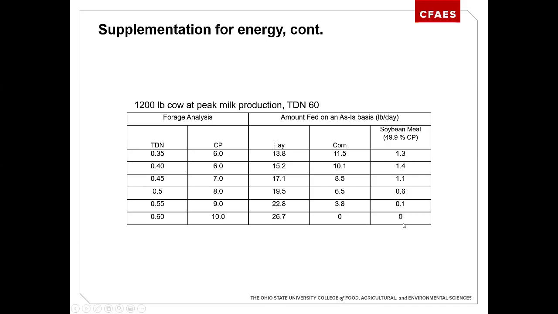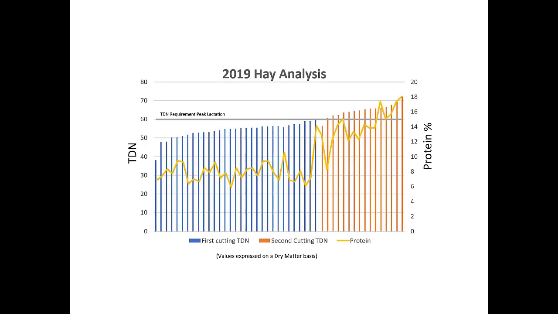And what happened in 2019? This is a slide. Several of my coworkers sent me forage analyses that they received. These are TDNs. I just ranked them in order. Now, some of these would meet that 49 and 54 TDN, right? But how many of them met that peak milk production in 2019?